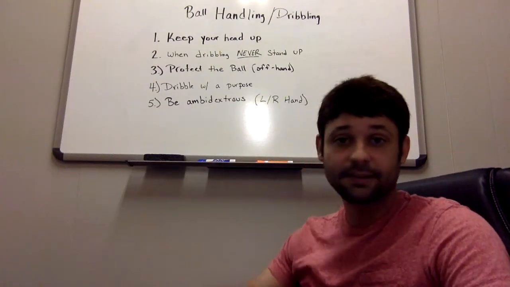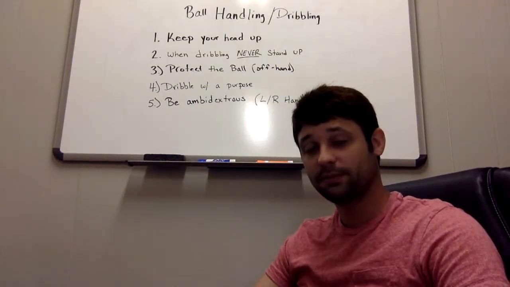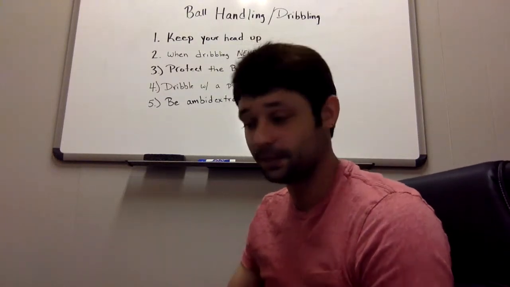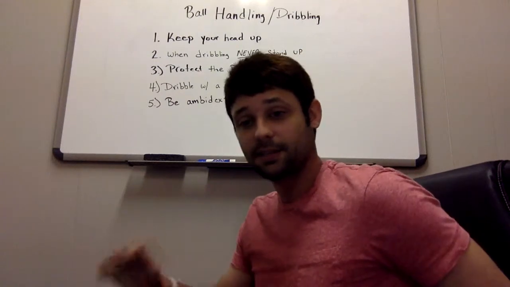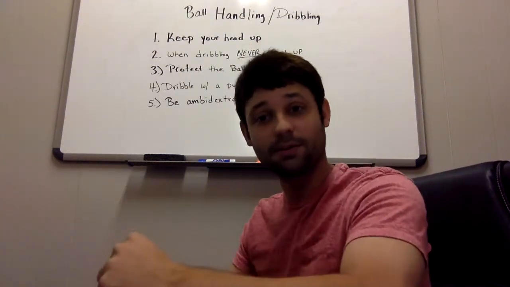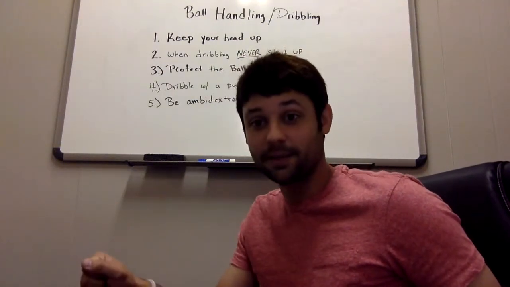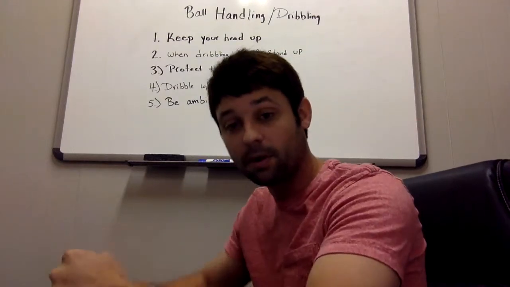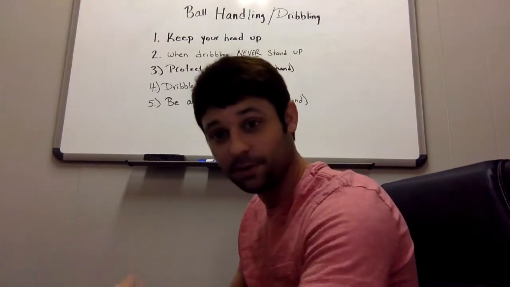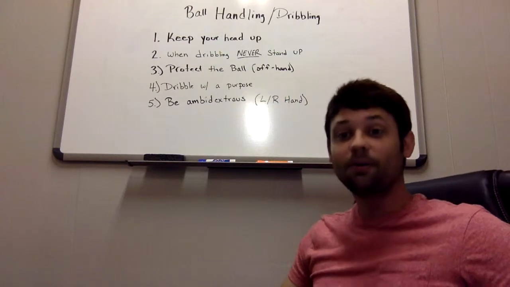The third thing right there: protect the ball with the off hand. I don't know if y'all have ever heard of this, but if you don't have your arm bar out while you're dribbling, I usually call it public property. That means anybody can come in and steal that ball. But if you have that arm bar out, I call it private property, because nobody's going to be able to take that ball away from you. That's your ball, so to speak.